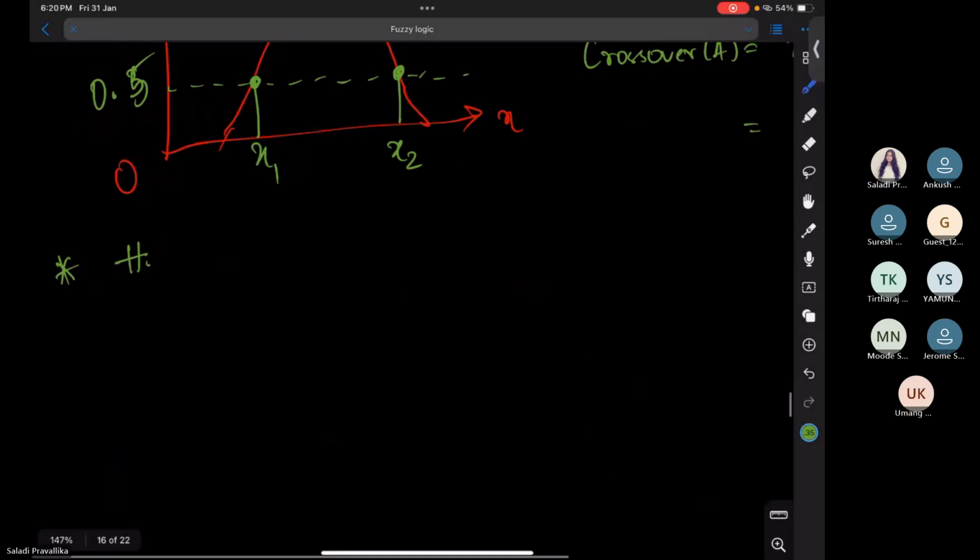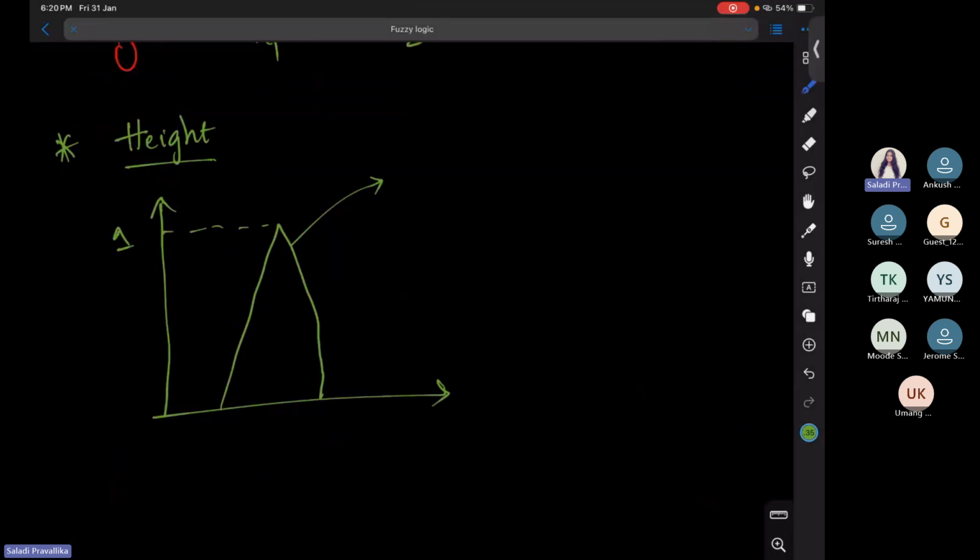Height of the fuzzy set, and let us say this peak is at 1. Then for this particular function, the height is equal to 1. Let us take a different example. Let us say this value is 0.5, then the height of that function is equal to 0.5.